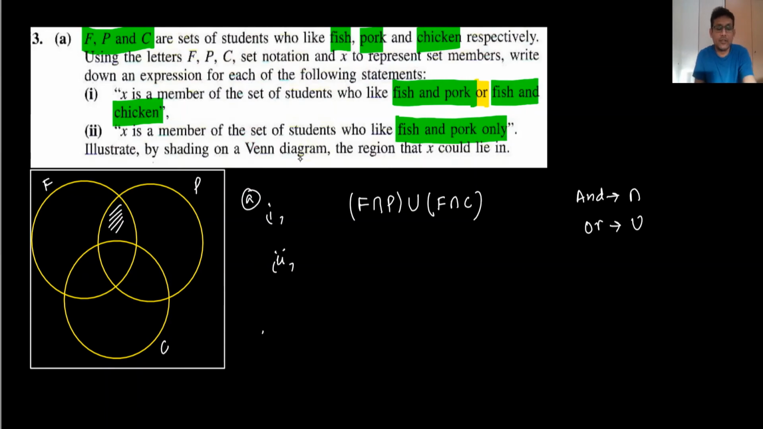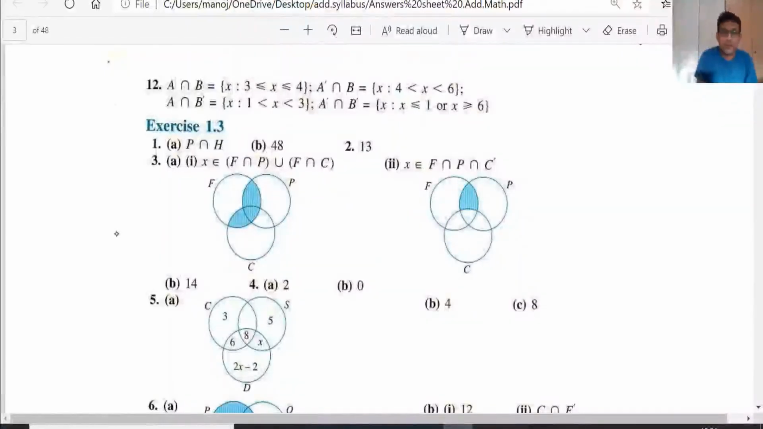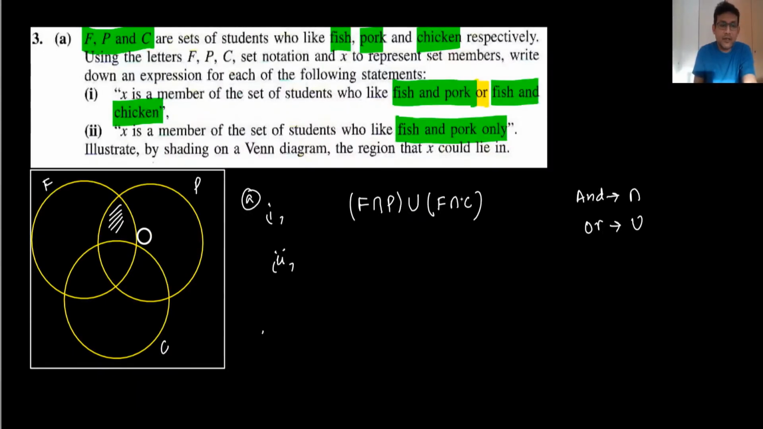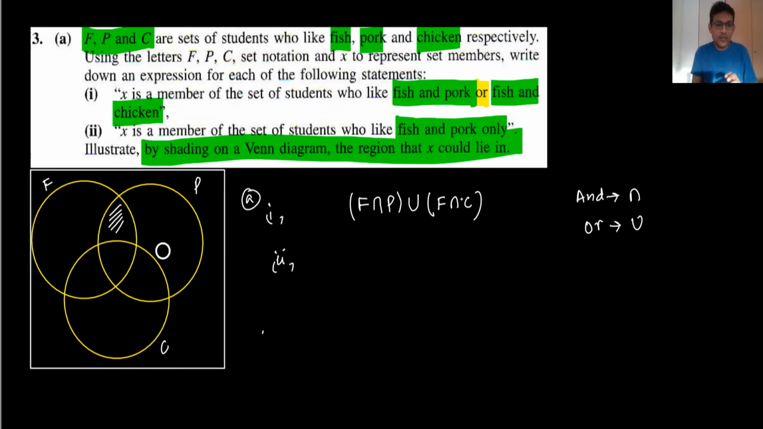Let me check the answer of this part. I think the answer is not given here. Oh, this is the part, the answer is here. Yes, this is the right answer. This is the second part actually. If you want to give the answer, because given the set notation, I have to shade also for both the figures. First of all, this is okay for the second part.